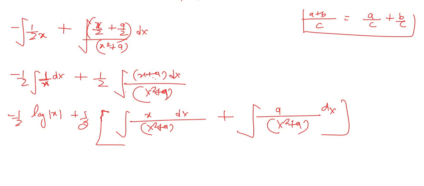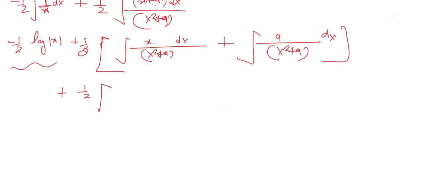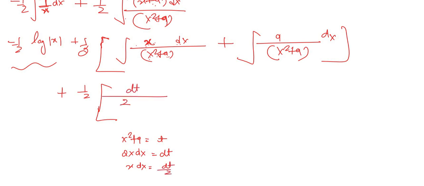Now, if you see this part, I can write it directly. I am not writing 1 by 2. How can we integrate this part? If you see, can I take x square plus 9 as t? So 2x dx is dt. But I have only x dx. So x dx is nothing but dt by 2. So this will become integration of dt by 2.